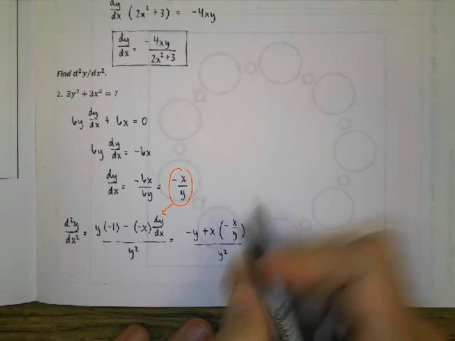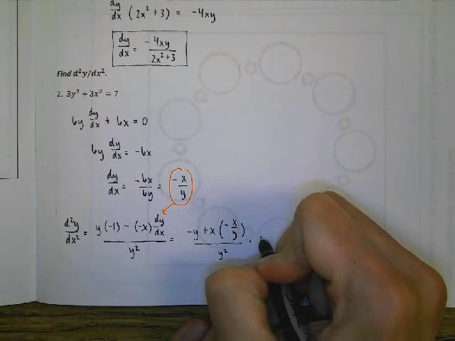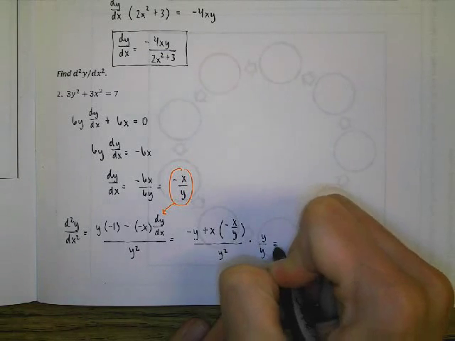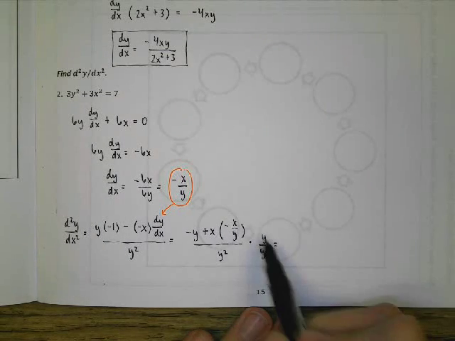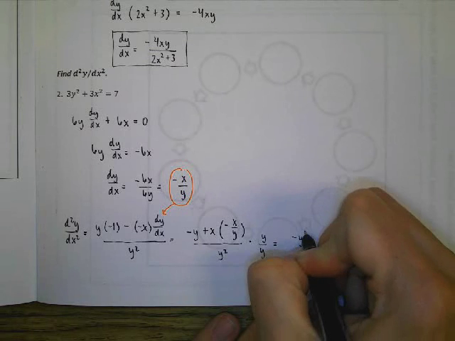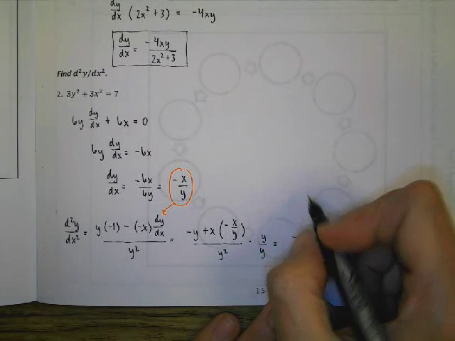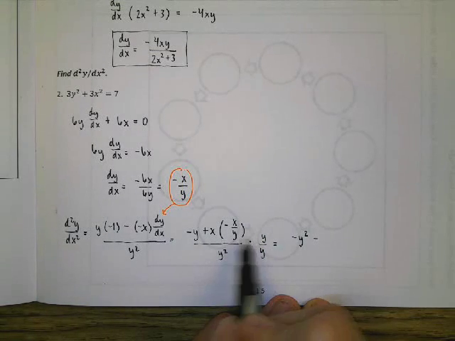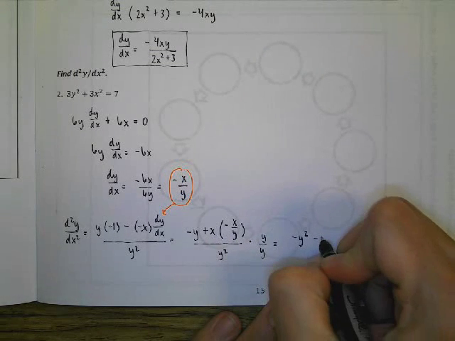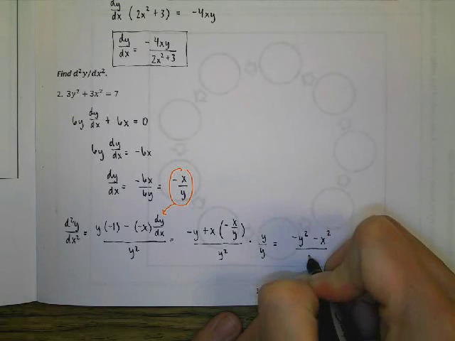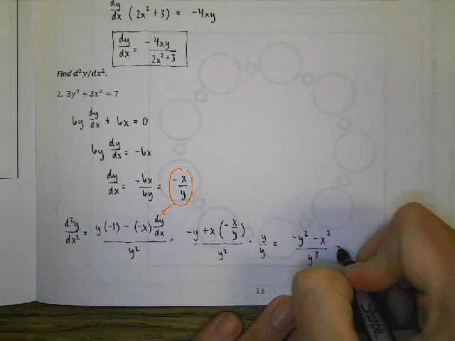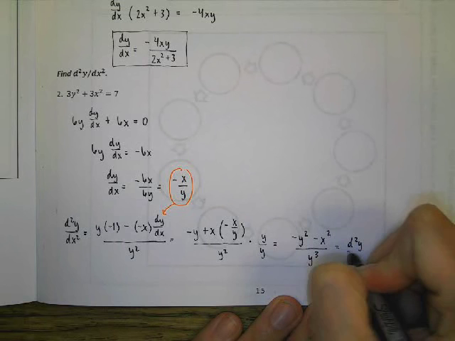y squared. So now, just to get rid of this fraction, I'm going to multiply by y on top and bottom. I'm going to distribute that y so that I get a negative y squared minus, my y's are going to cancel here, so I have an x times a negative x, so minus x squared all over y cubed. And that'll be my second derivative.